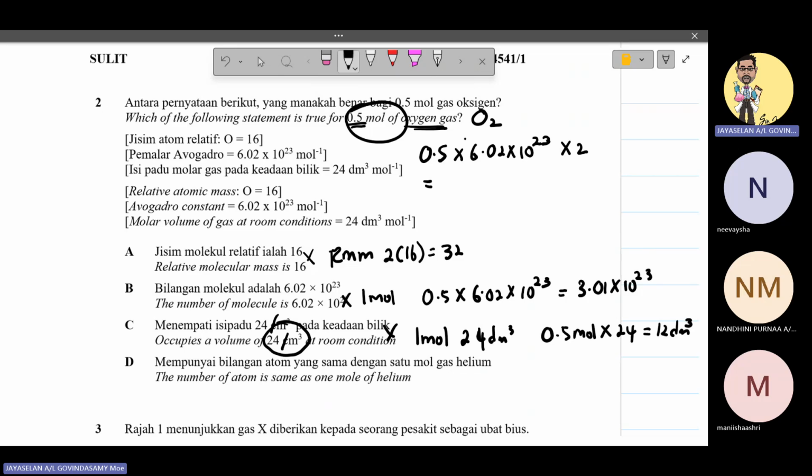1 mole of helium atom. Helium atom, how much is the proton number? The nucleon number of helium is 4, right? So it should be 4 times 6.02 times 10 to the power of 23 times 1 mole. So when you see, this value and this value should be the same. So the answer is D. Any question?